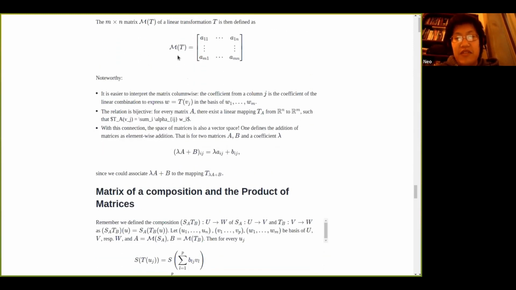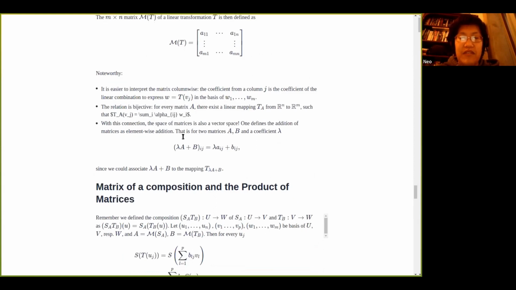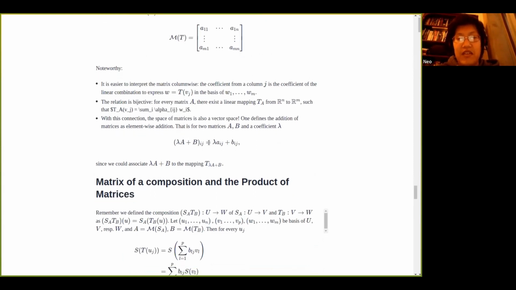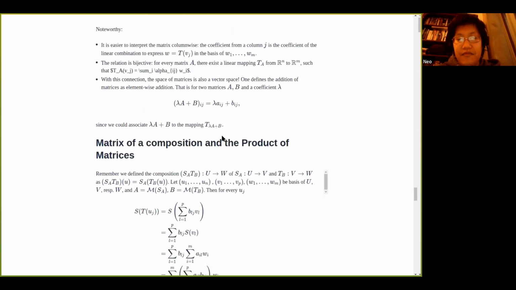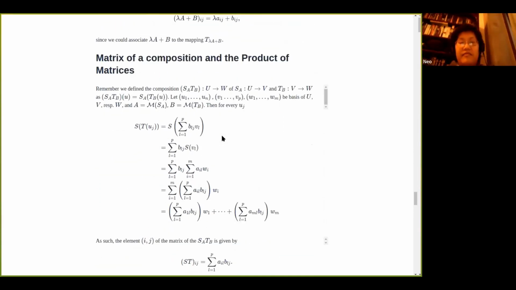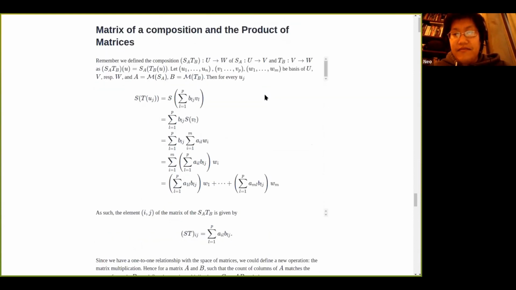And with this connection between linear transformations and matrices, we can understand what the plus and the scaling operations are in the matrix space. It is simply this: if you have two matrices and you want to add and scale them, then the ij element is the scaling of the aij element plus the bij element. And we can also associate this transformation to a matrix. Any questions now? No?